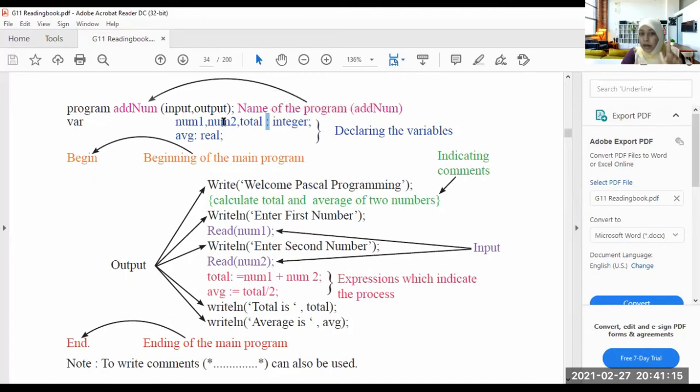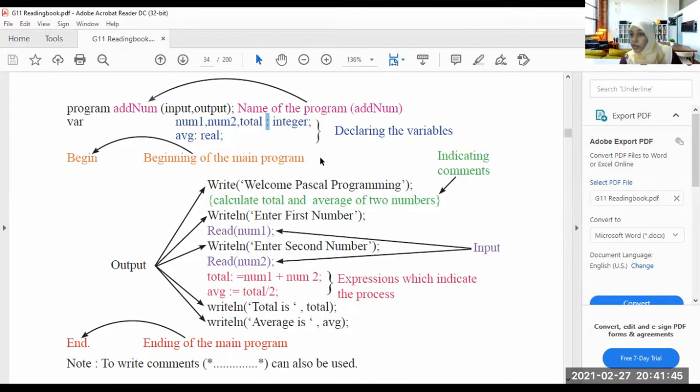So num1, num2, total are colon integer, semicolon, finished. Next line, average is colon real. You know what is an integer, you know what is a real. Okay. So here I declare the variables. I told what are the variables that I am going to use in this program.